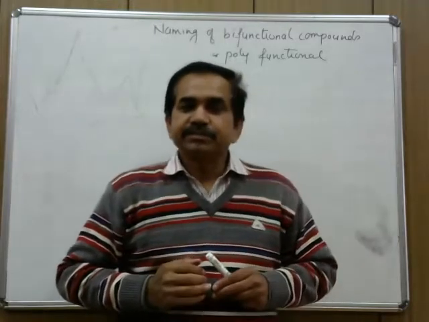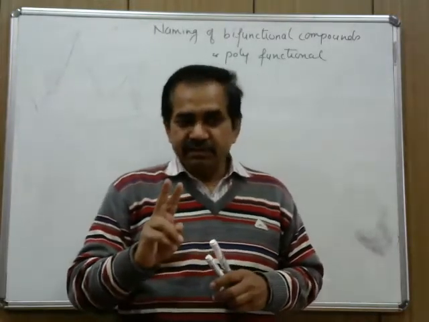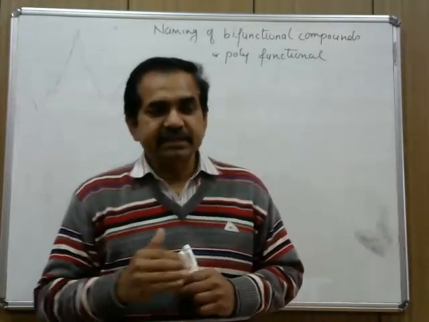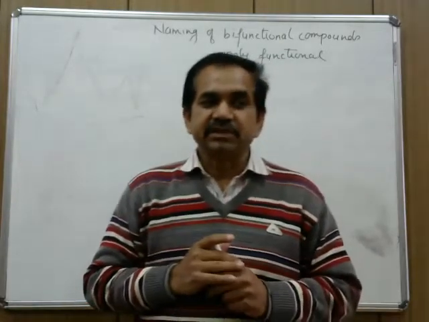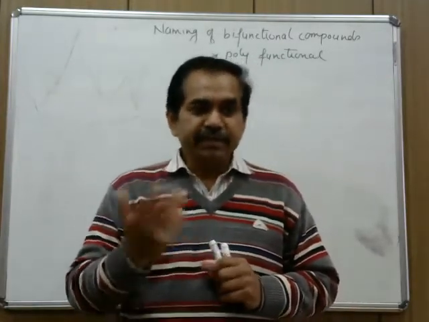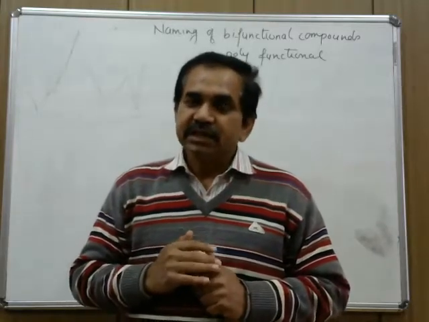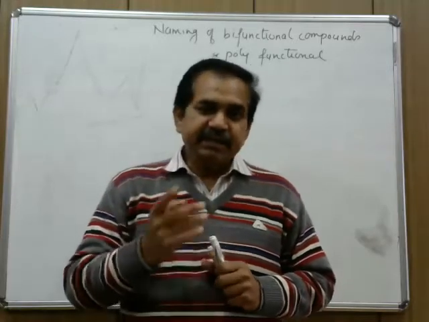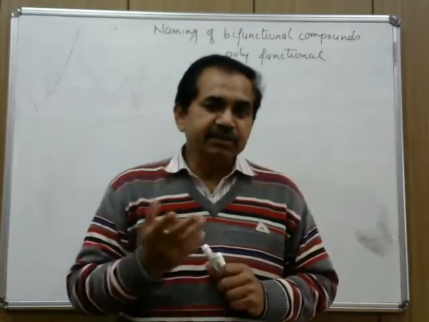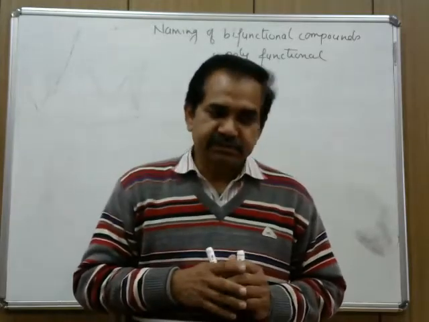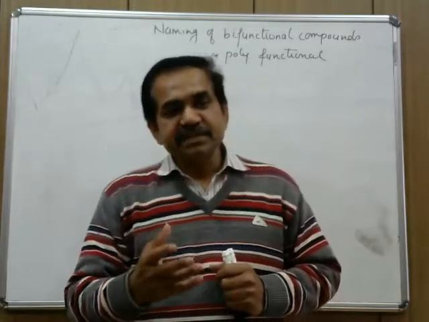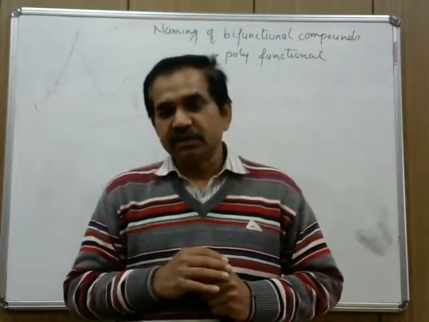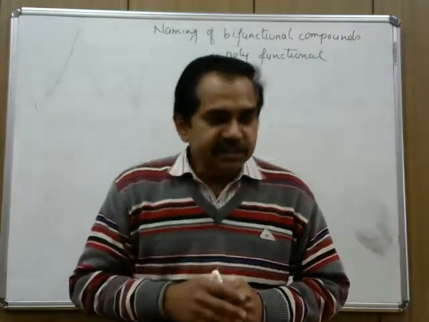Bifunctional compounds means compounds that contain two functional groups. Say for example, the same compound contains an OH group as well as a CHO group. Same compound contains a CHO group as well as a COOH group. Same compound contains a double bond and an amino group. Same compound contains a ketonic group and an aldehyde group both. Polyfunctional means the number of functional groups is even more than 2. How do we name these compounds?